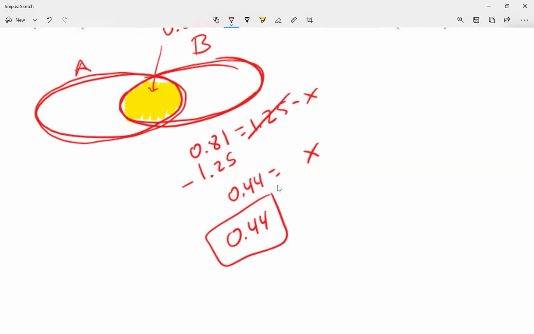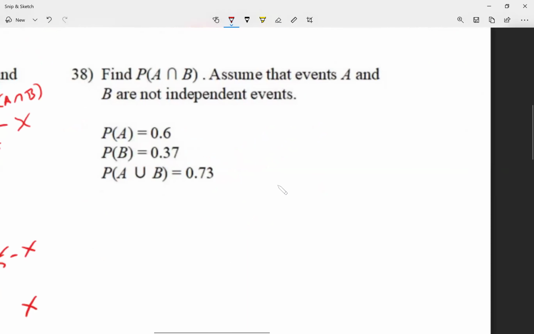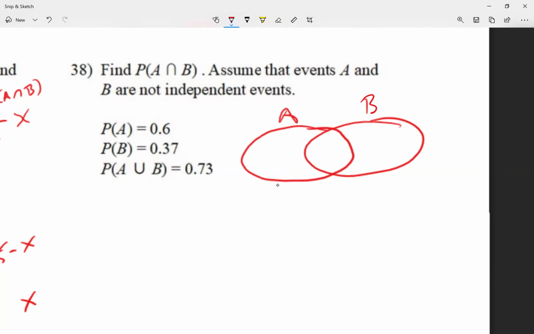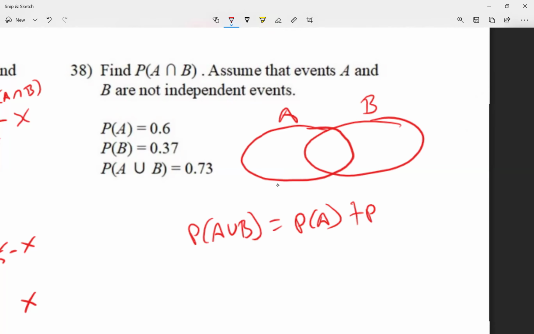Okay, let's do a similar question. Let's take a look at number 38. A and B, assume that events A and B are not independent. So I'm going to say this is A, this is B. So I know the probability of A union B is equal to probability of A plus the probability of B minus the probability of the intersect. Remember, I subtracted because this area, basically, I added it twice.